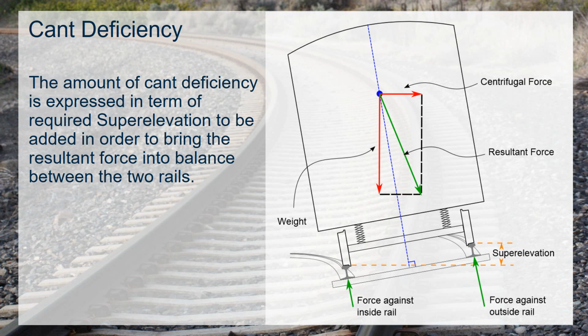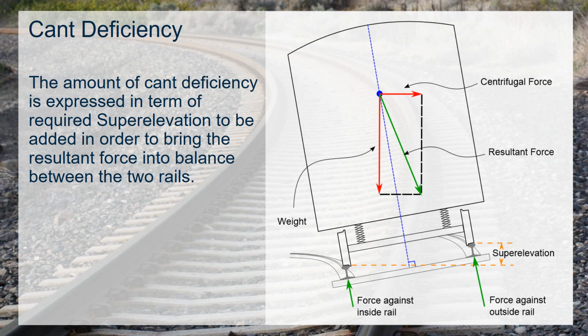Track can be designed so that at a certain speed, when a train travels through a curve, the passengers are pushed down on their seats so they don't feel the curve at all. The amount of force the passengers are pushed laterally is exactly offset by the amount of force the passengers are pushed into their seat because of the superelevation.